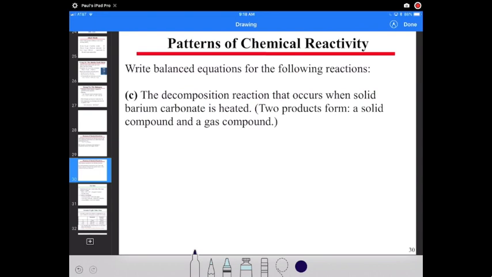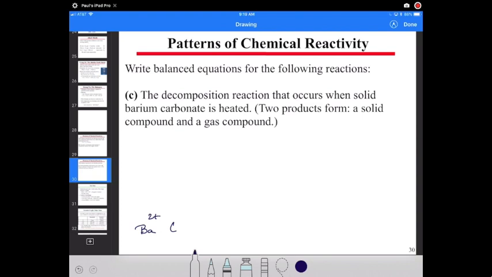Okay, next. All right, I don't like this question. I would not give this to you on the test, but a decomposition reaction occurs when solid barium carbonate is heated. It forms 2 products, a solid compound and a gas compound. All right, scratch paper. What is barium? What's its elemental symbol? Ba. What charge does it have? A plus 2.